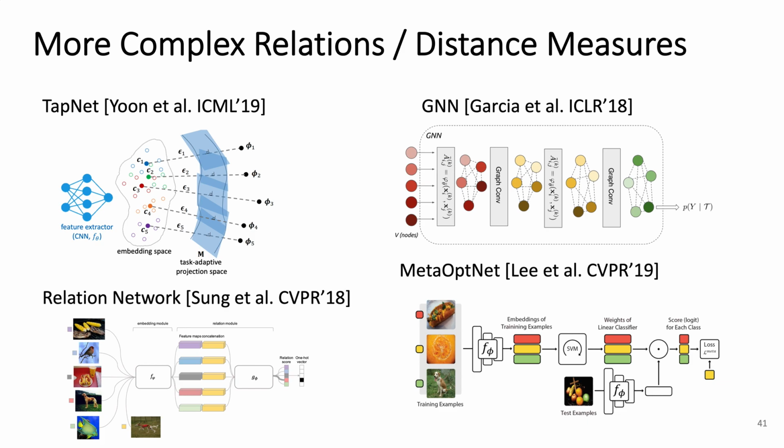The last one is MetaOptNet, which is different from the previous ones. The previous ones, like the matching network and the prototypical network, use a non-parametric lazy learner for classification, such as finding the one nearest neighbor. In MetaOptNet, they thought these lazy discriminators may not discriminate very well. So they want to use more powerful discriminators, for example, SVM. They learn the weights of the linear classifier, and finally on the test examples they get the score for each class and do the optimization process.